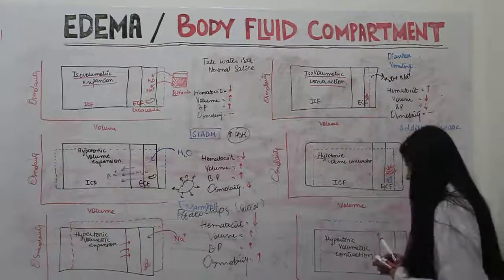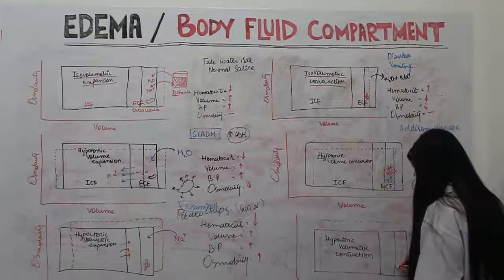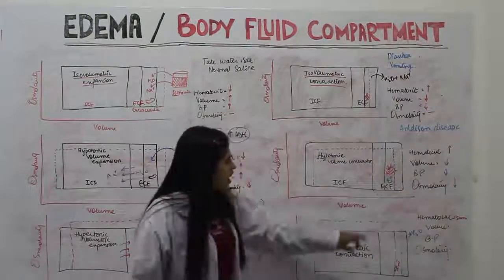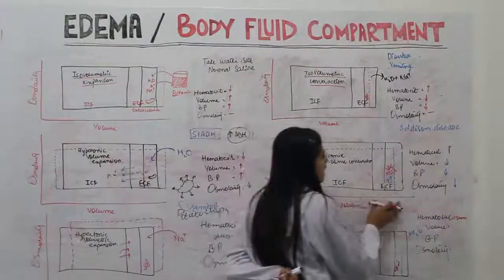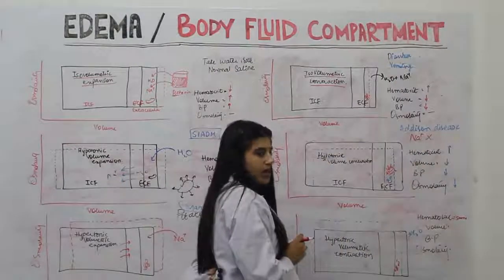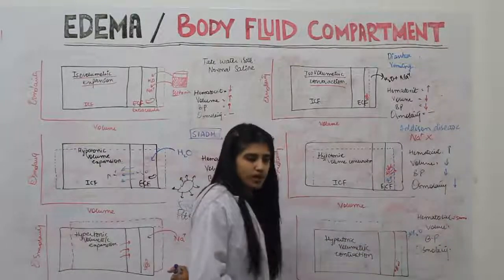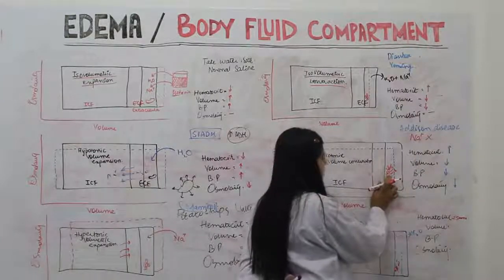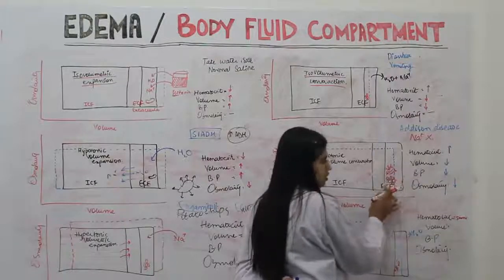In this condition, hematocrit remains the same. Why? Because you could also have been asking about this condition. In this, what we said was there was no sodium retention, and water was going out. Along with the sodium going, water was also going. That's why we said the cell would shrink. That's why we said that the RBCs will decrease.